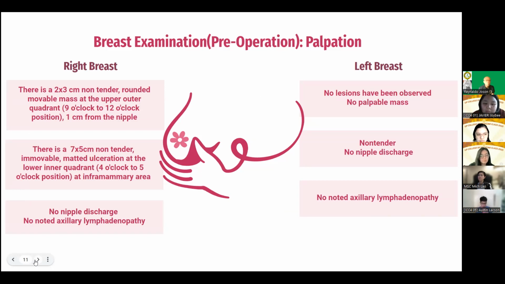There's no nipple discharge, spontaneous and non-spontaneous, and there's no noted axillary lymphadenopathy. For the left breast, no lesions have been observed and no palpable mass. It is non-tender and no nipple discharge, both spontaneous and non-spontaneous, and no noted axillary lymphadenopathy.